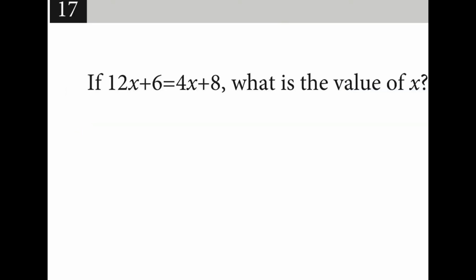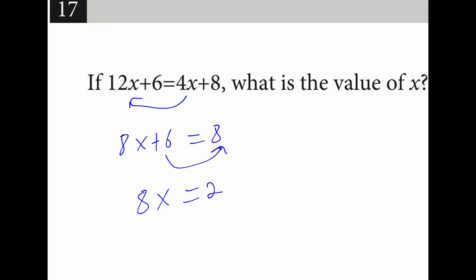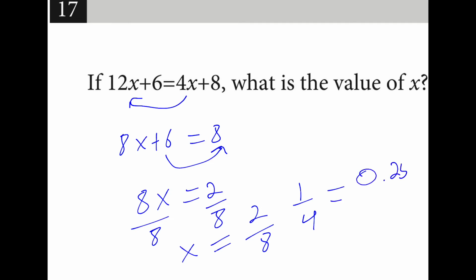If 12x plus 6 is equal to 4x plus 8, what is the value of x? So I'll move my x's to the left. I have 8x plus 6 is equal to 8. I'll move my numbers to the right. I have 8x is equal to 2. If I divide both sides by 8, I have x is equal to 2 over 8. I can reduce that to 1 over 4. Or I could put it in as a decimal.